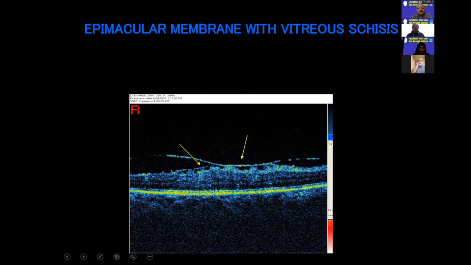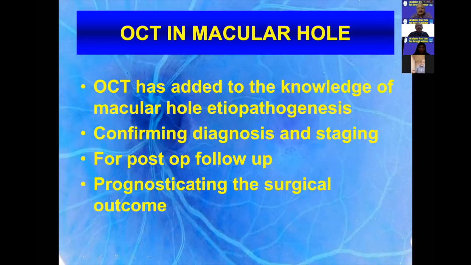OCT is a very useful tool for patients of macular hole. It has added to the knowledge of macular hole etiopathogenesis. It helps in confirming the diagnosis of macular hole and also the staging of macular hole. It is a useful tool for post-op follow-ups and prognosticating the surgical outcome in these patients.